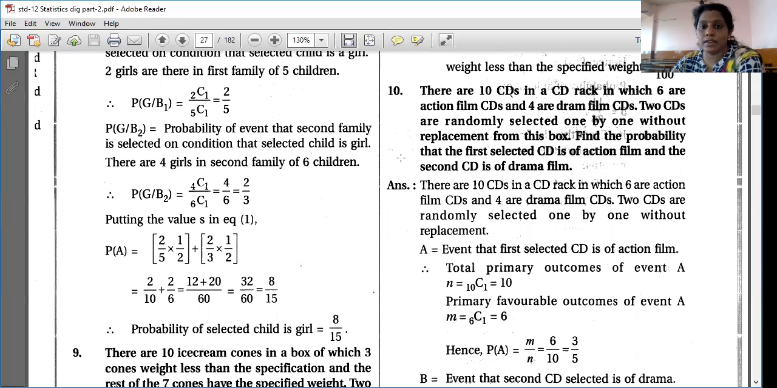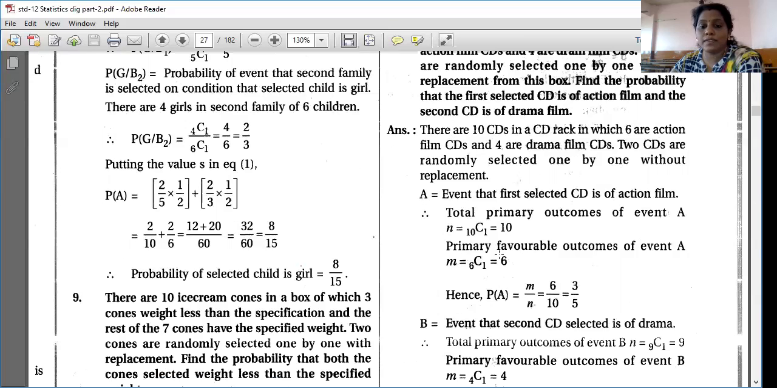10 means 10C1. Two CDs are to be selected, it says one by one, so it will be 10C1. Then in the second selection it becomes 9C1. However many times we select, n keeps decreasing by one each time. Okay, so first you have to write whatever is given in the question, that there are 10 CDs in the CD rack in which 6 are of action film and 4 are of drama film, and two CDs are randomly selected one by one without replacement.